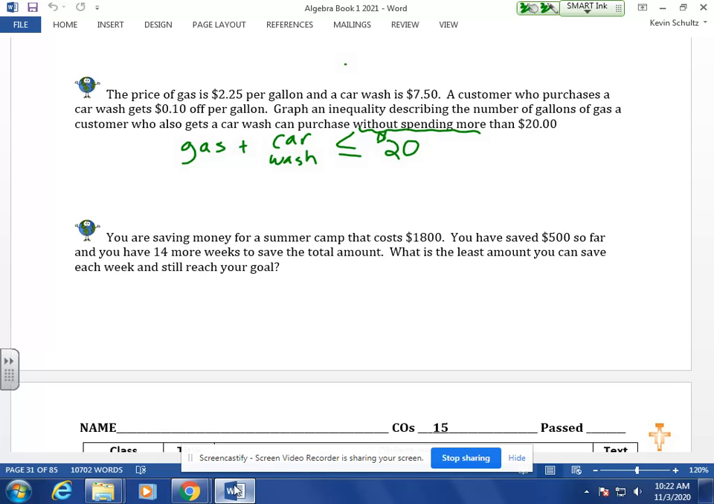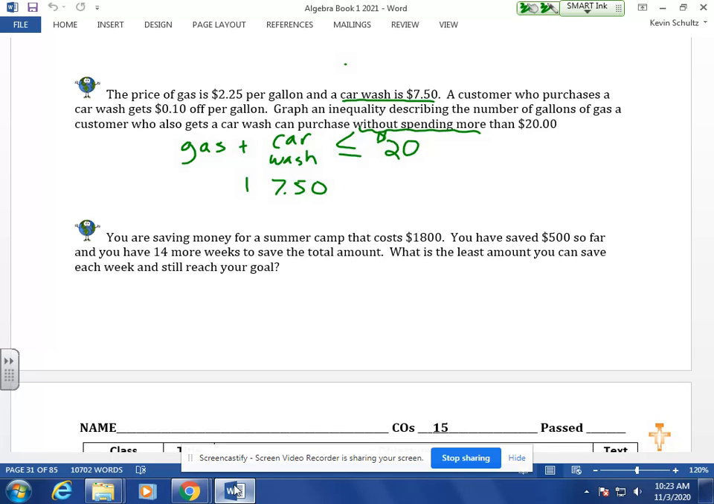Okay. Now the important thing to note here is what happens when you purchase a car wash, right? A car wash is $7.50. Does that price change based on anything that we have here in the question? The price of that car wash? No. So that's going to be our constant, right? $7.50 for the car wash.